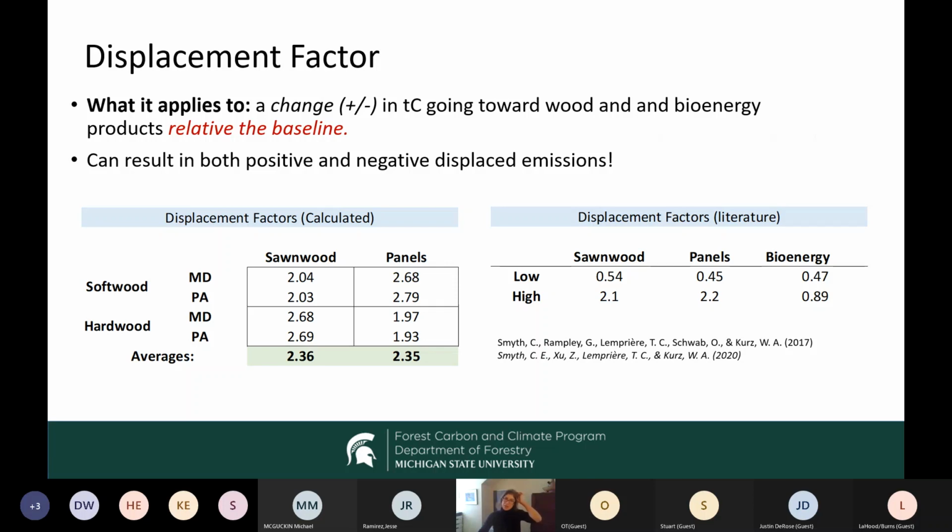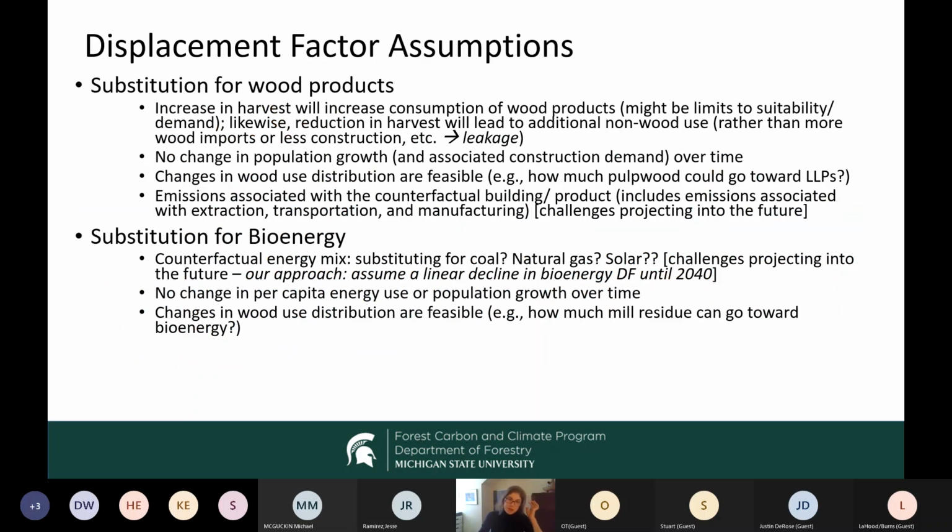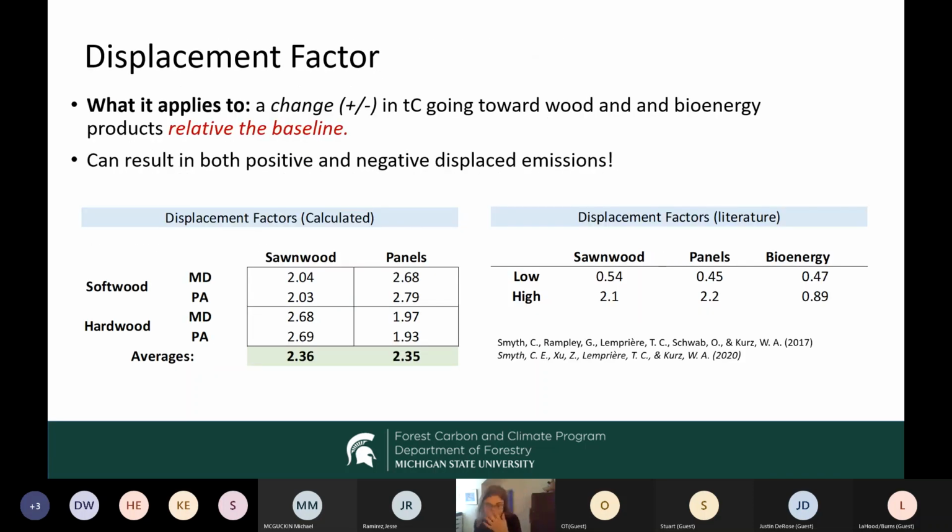Again, hopefully I'm not getting too much in the weeds here, but let's talk a bit about how we calculate it. Part of what I do is I'm involved in harvested wood product carbon modeling for a series of projects. Here we see some of the literature numbers and an example of some of the calculations that we have put together that are very much in line with each other.